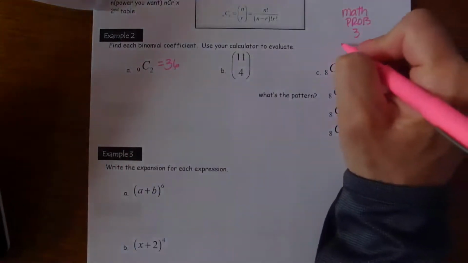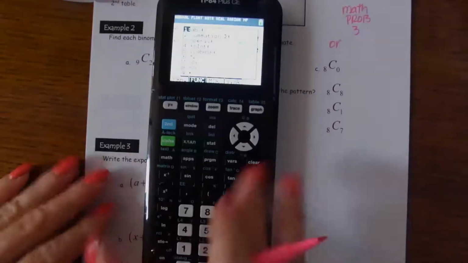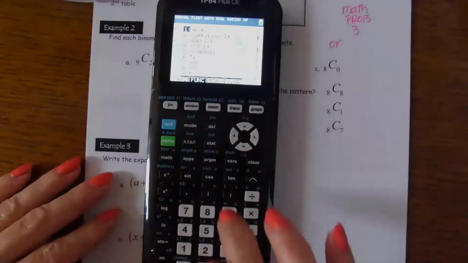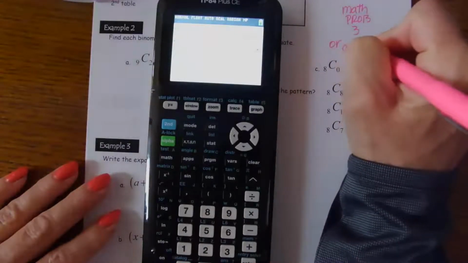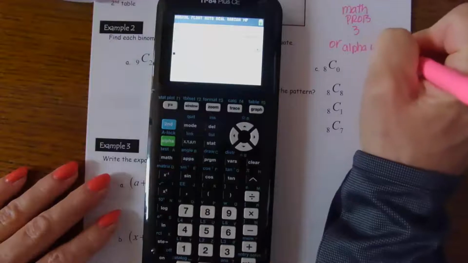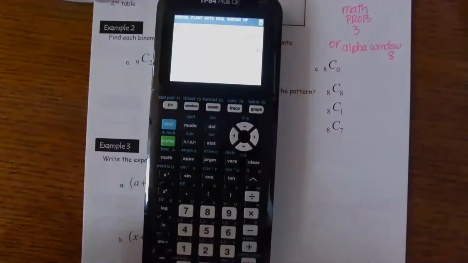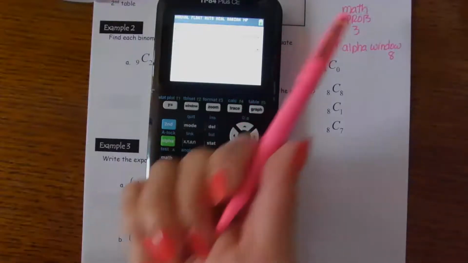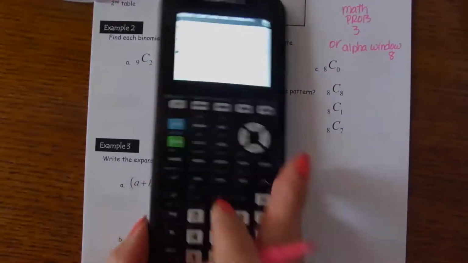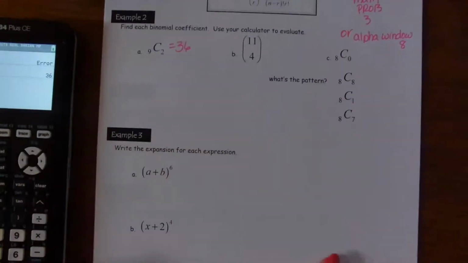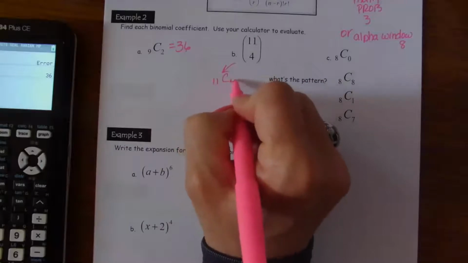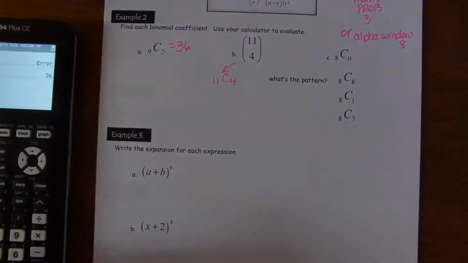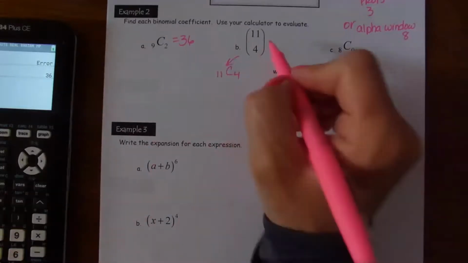You can also do alpha window 8. Depending on which calculator you have and which way you like it. Just make sure that you can type that in. And I want you to notice that this notation is the same as this. This means 11C4. Sometimes it's written that way. It's easier to write. It's shorter. So type that one in and tell me what you get.